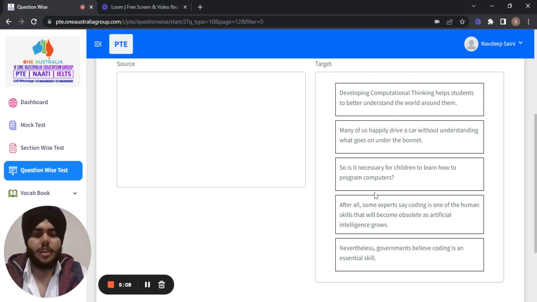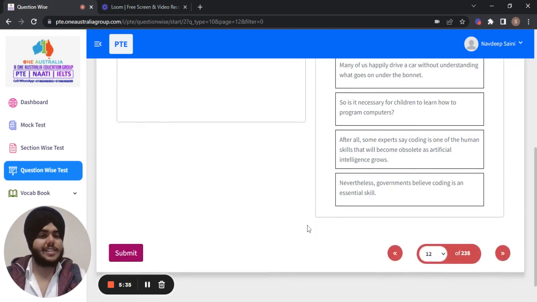After all, some experts say coding is one of the human skills that will become obsolete as artificial intelligence grows. So I'm pretty sure these two are a pair also, because it's putting a question: is it important for them to learn how to program computers? After all, some experts say coding is going to be obsolete in a few years, right? Nevertheless, governments believe coding is an essential skill. So it's countering its previous line, right? So I think it is correct.